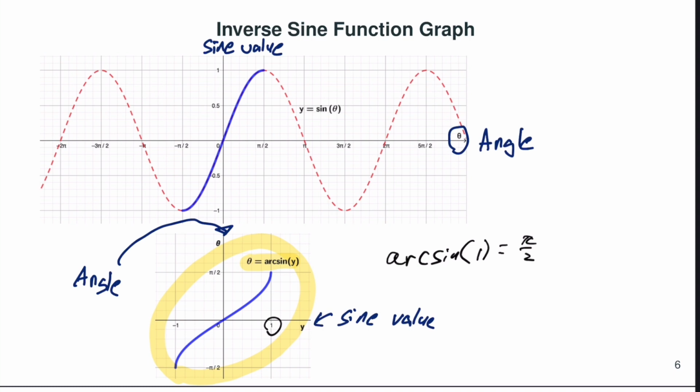For now, the important thing to remember is that for the arcsine graph, the domain is restricted. We cannot just look at any value. The range is also restricted. We just do not get all the values. That's really different from the sine function, where we can put in any angle. But for arcsine, we cannot put in any value. We can only put in values from negative 1 to positive 1.